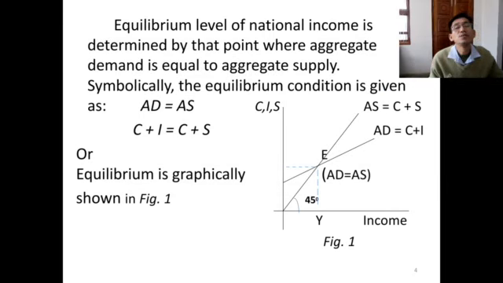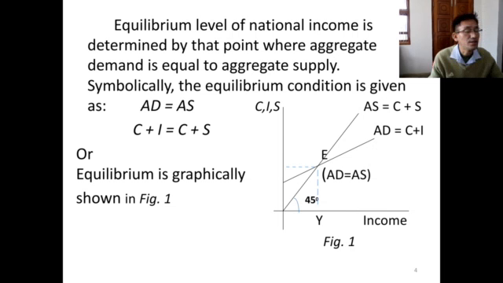As I told you, aggregate demand is C plus I, the consumption plus investment. Aggregate supply is C plus S, the consumption plus saving. So equilibrium is graphically shown in this figure 1.